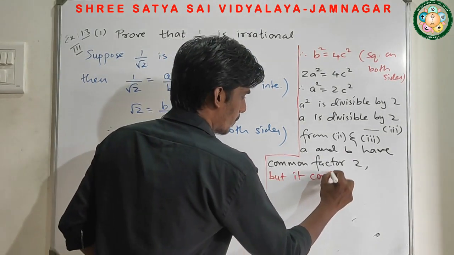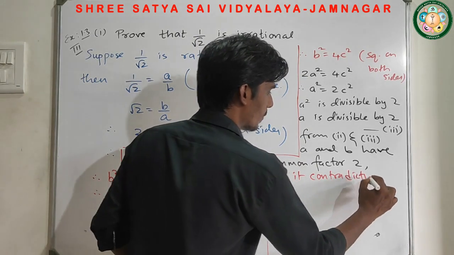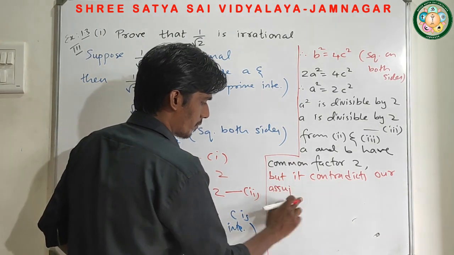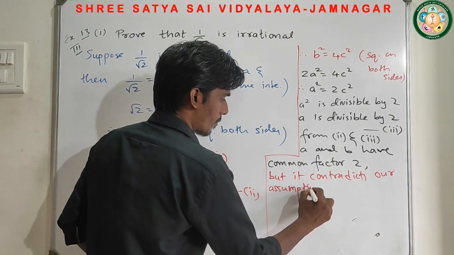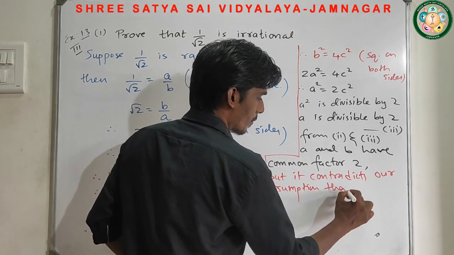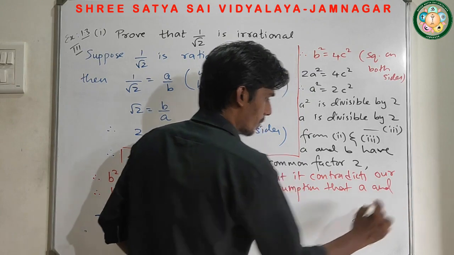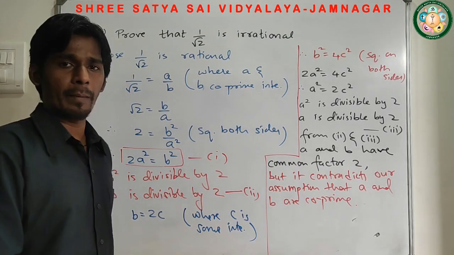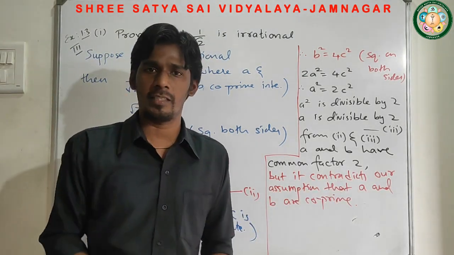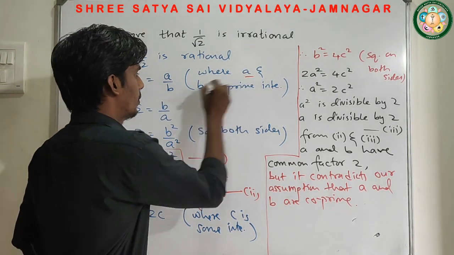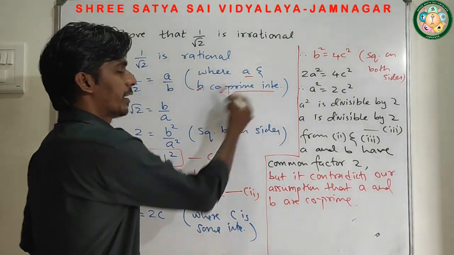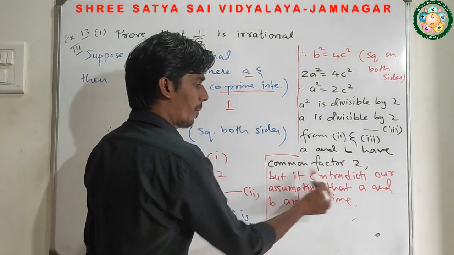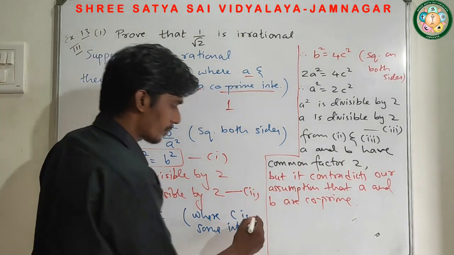But it contradicts our assumption or supposition that a and b are co-prime. Co-prime means a and b don't have any other common factor than 1. हमने a और b को क्या लिया था? We took a and b as co-prime integers. They don't have any common factor other than 1. But here we proved that a and b have common factor 2, which is not possible.